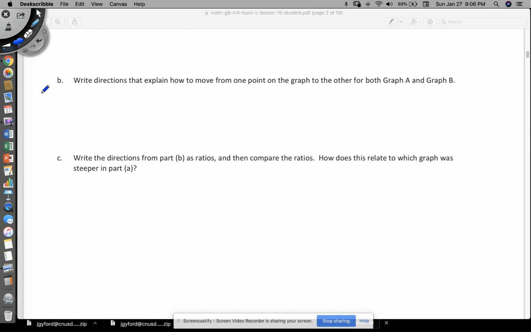So for graph A, our directions went like this. We went up 4 units, and then we went to the right 5 units. Now students always ask, Ms. Geifert, what do we do if we need to go down, not up?